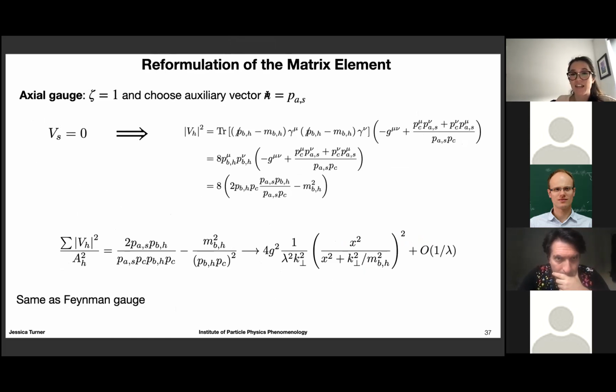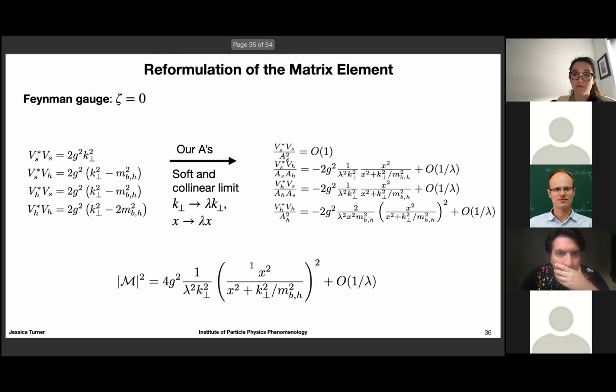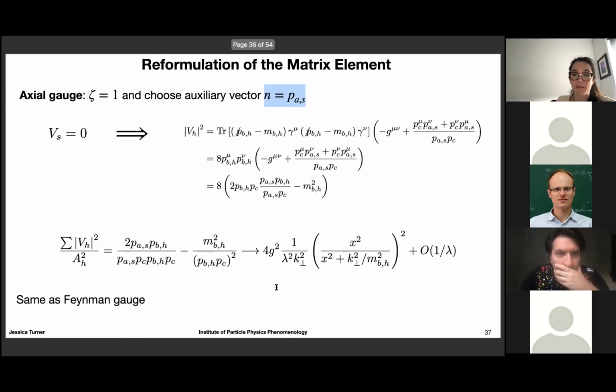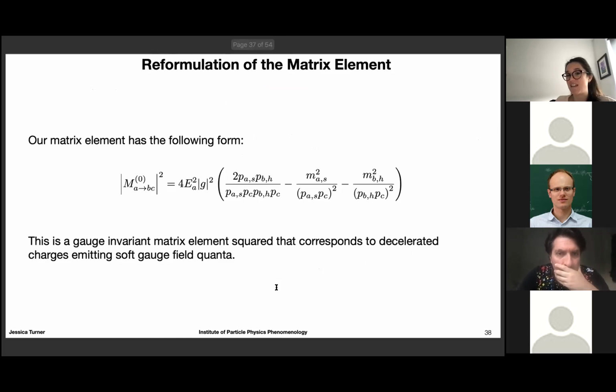If we go to axial gauge, we have some auxiliary vector, which we have the freedom to choose. If you make a smart choice for that auxiliary vector, essentially Vs is 0 and Vh is non-zero, and the matrix element has the same form as in the Feynman gauge. That's not the case in Bodeker and Moore. So we were motivated by gauge invariance to choose slightly different AS and AH.